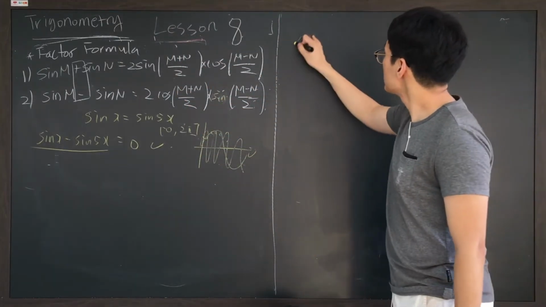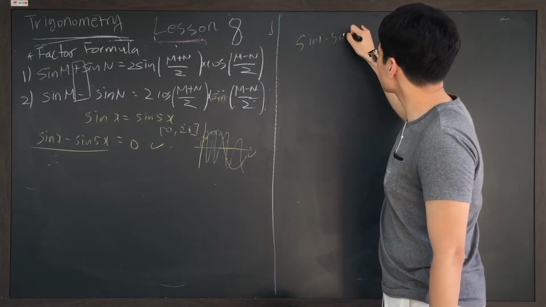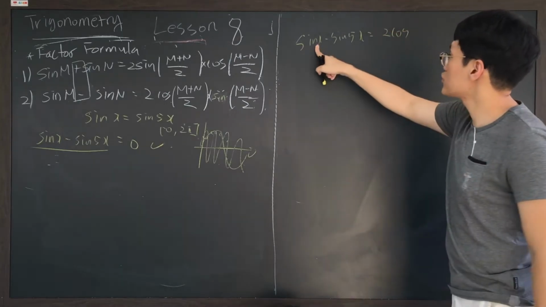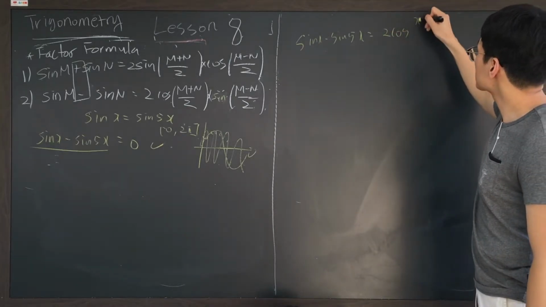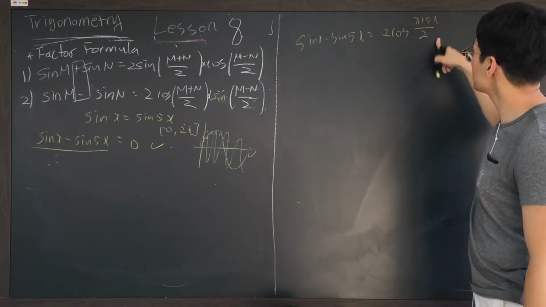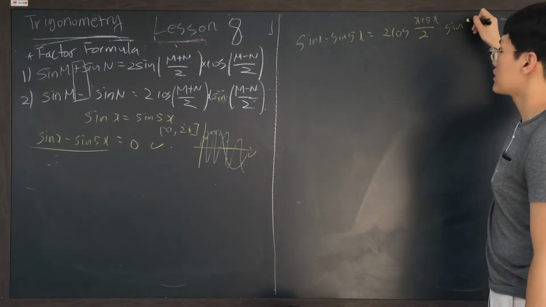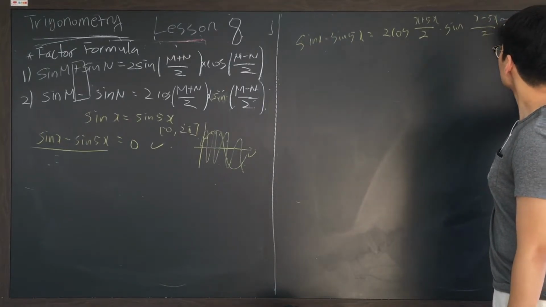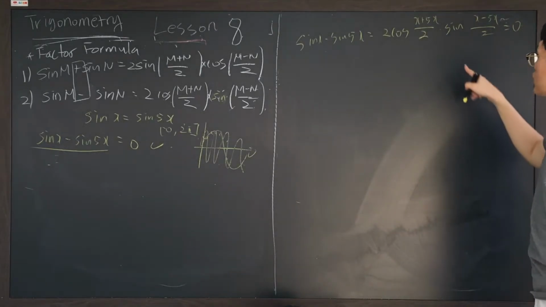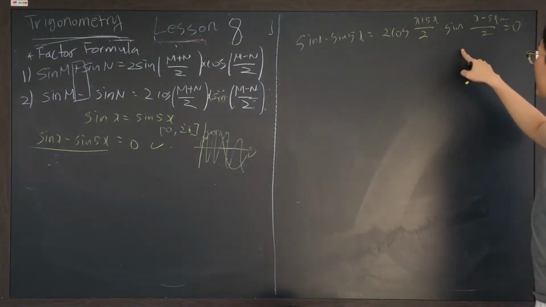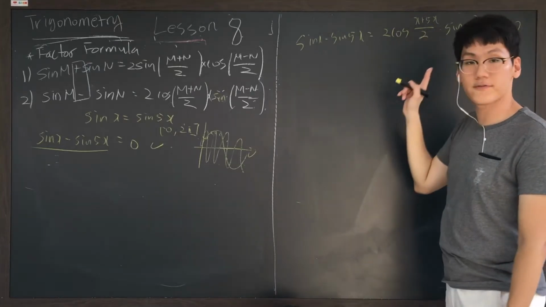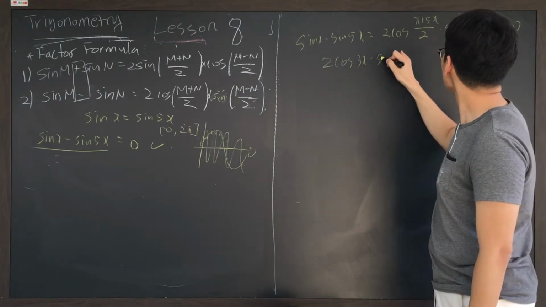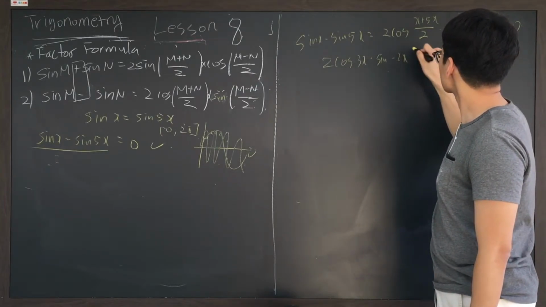In fact, sine x minus sine 5x will be equal to what? 2 cosine, the addition of each angle divided by 2, so x plus 5x divided by 2, times sine of what? x minus 5x over 2, is equal to 0. So we are trying to solve this equation, right? Let's simplify first. I have 2 cosine 3x times sine negative 2x is equal to 0.